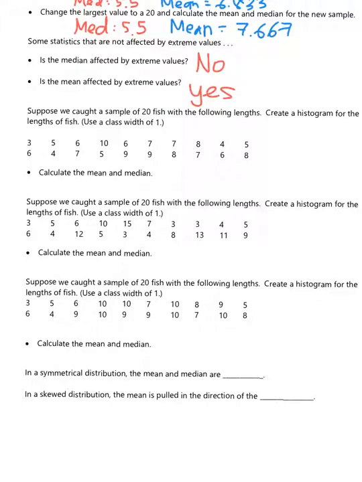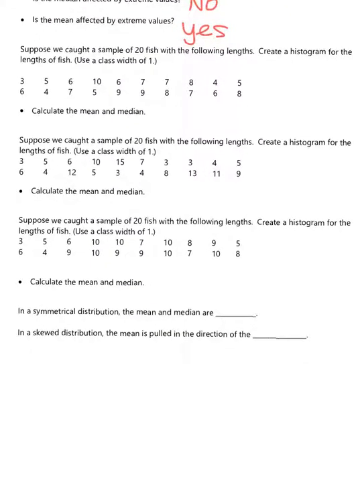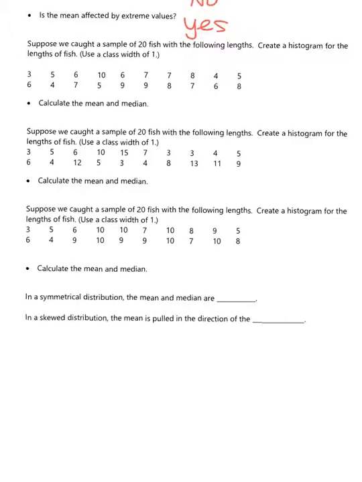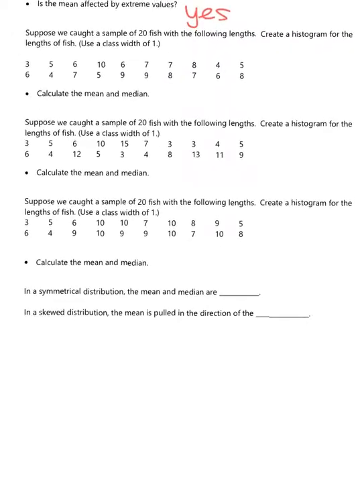All right, so let's go ahead and have a look at these other samples here. For this one, suppose we caught a sample of 20 fish with the following lengths. Create a histogram for the lengths of fish and use a class width of 1. I wanted you guys to actually be able to calculate this on your graphing calculators, but since I'm not here, I'll go ahead and show that to you later on. Somebody please remind me. I did this already, so I'll just tell you what I got when I calculated these.